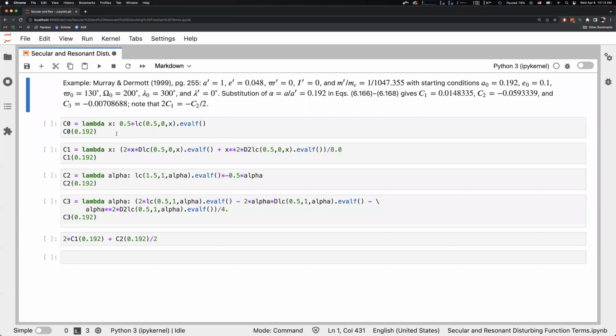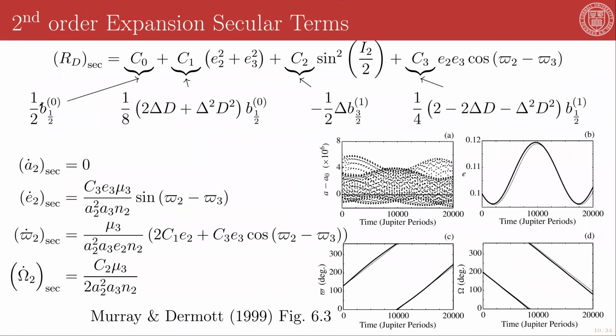So as an example, we're going to evaluate the numerical values of the C0, C1, C2, and C3 coefficients associated with the example from Murray and Dermott that we were just looking at. Recall, C0 is 1/2 of the B0 coefficient for 1/2. C1 is 1/8 times the quantity 2 delta times the first derivative of that 0, 1/2 coefficient plus delta squared times the second derivative of that same coefficient. C2 is negative 1/2 delta times B 1/3/2, and C3 is 1/4 of 2 minus 2 delta times the first derivative minus delta squared times the second derivative of the B 1/2, 1 coefficient.